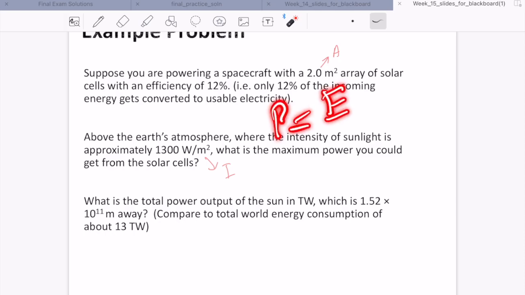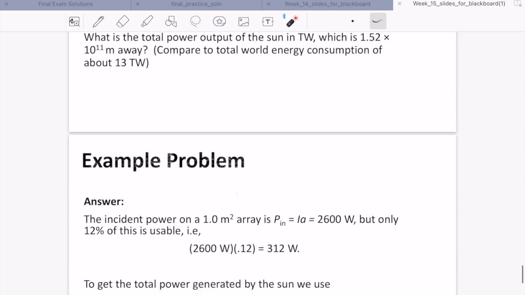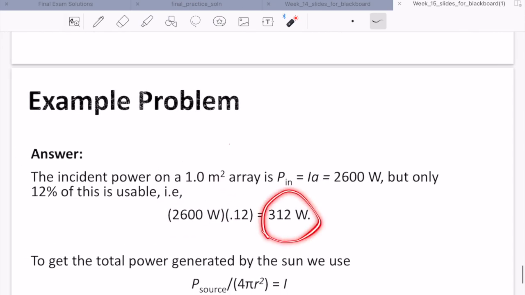Power is energy per unit time. We're assuming the time is constant, so the only thing that would change is the energy. If we're using 12% of that energy, we're using 12% of that power. So 12% of that power would be 0.12 times the 2600 that we figured out. So this would be optimal, but in reality we only get 312 because it's only at 12% efficiency.